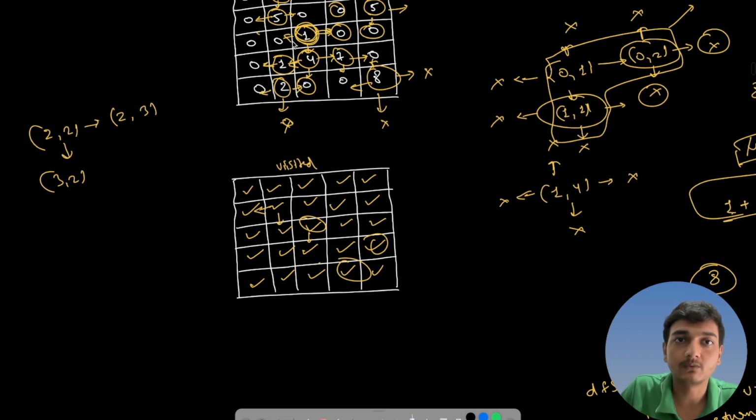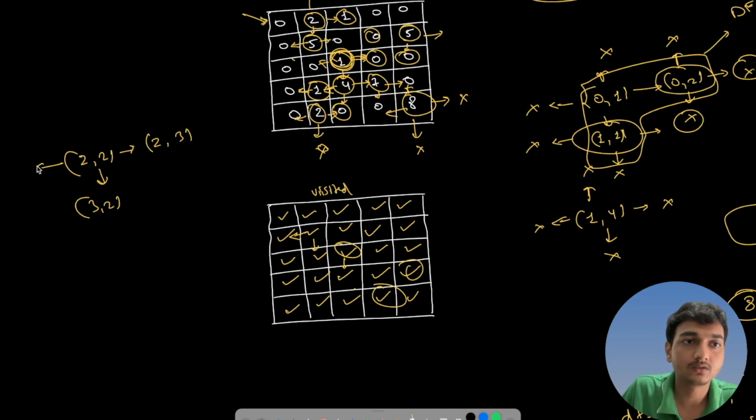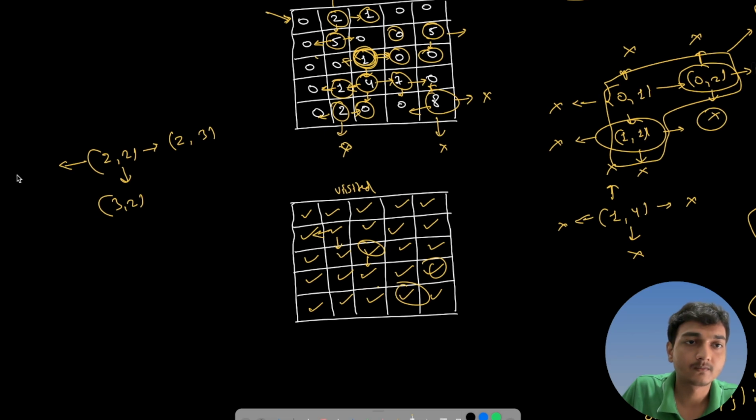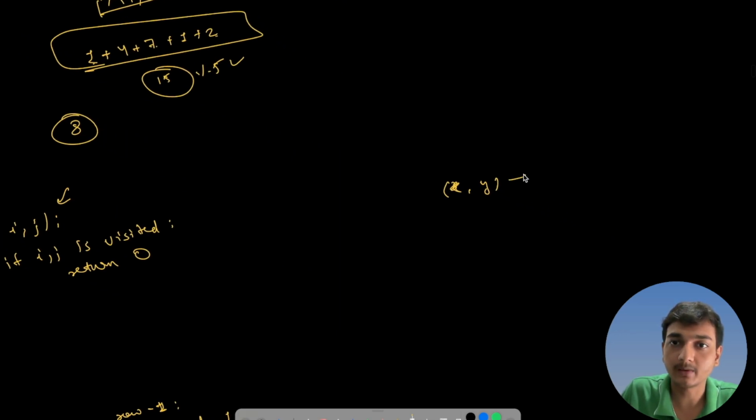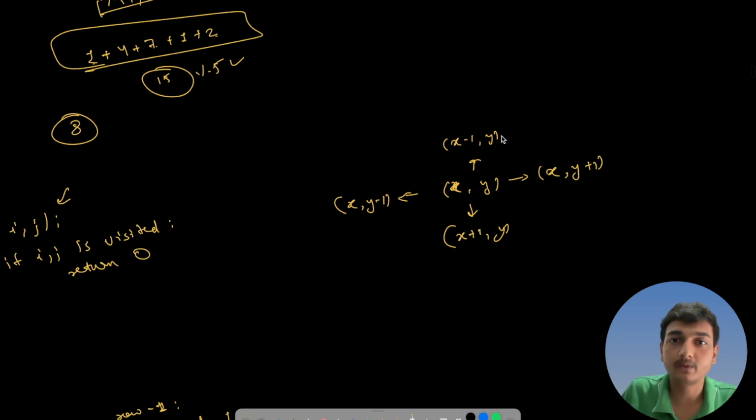If you go left side, what will be the index? The index will be 2 comma 1. And on the upside, the index will be 1 comma 2. So can you determine some formula out of this? Yes, we can. On the right side, I am just incrementing the column, and on the left side, I am just decreasing the column. On the top side, I will just decrease the row. On the bottom side, I am just increasing the row, and the other coordinate will remain the same. So I think we will be using this formula.